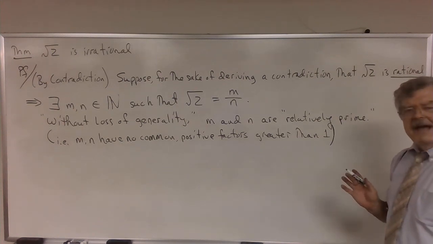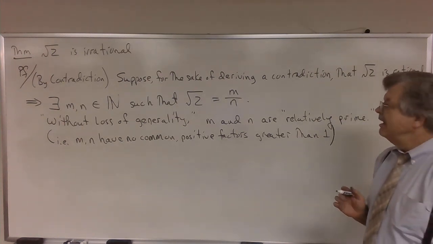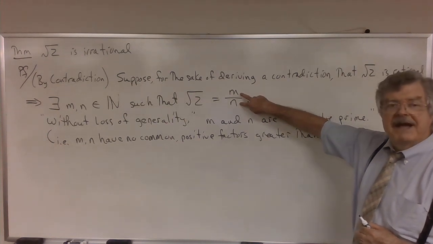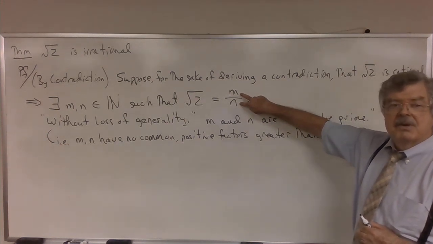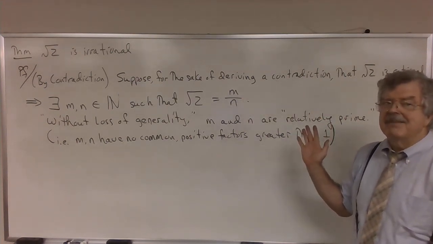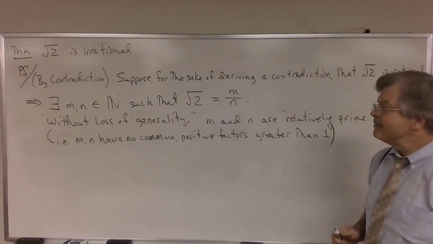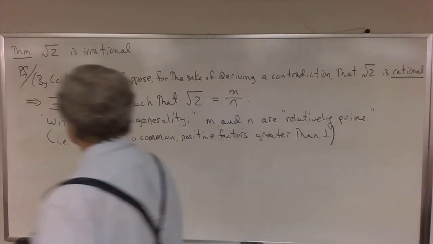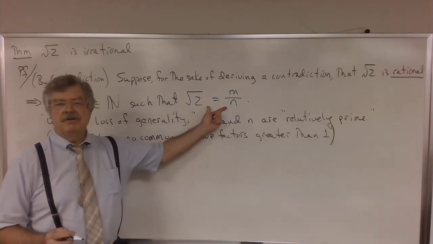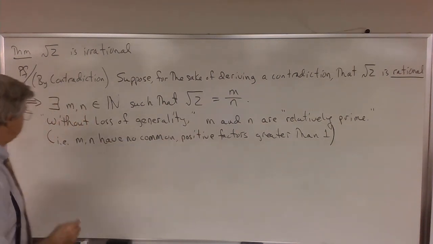And this is a valid assumption. If these two things had a common factor, we'd cancel that common factor, and then they wouldn't have a common factor greater than 1. So let's see, what do I do now? I don't know what else to do, so I'll square both sides.